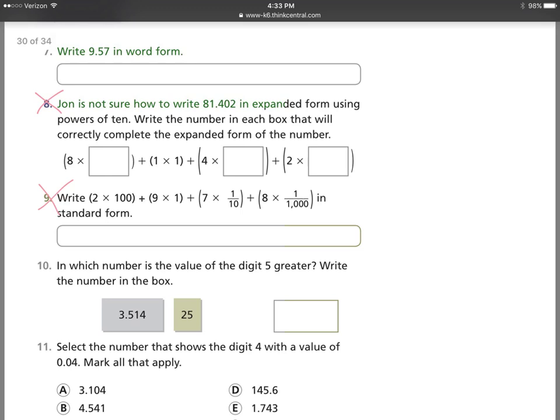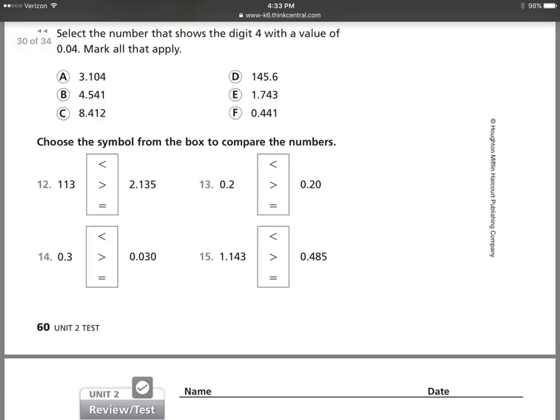Number 10 is simply asking you to write inside of this box one of these two numbers. The number you write should be using the number 5 to show the largest value for the number 5. So which of these two numbers is the number 5 the greater value? That's the number you'll write in the box. Number 11 says select the number that shows the digit 4 with a value of 4/100. Mark all that apply. This is a really simple question.